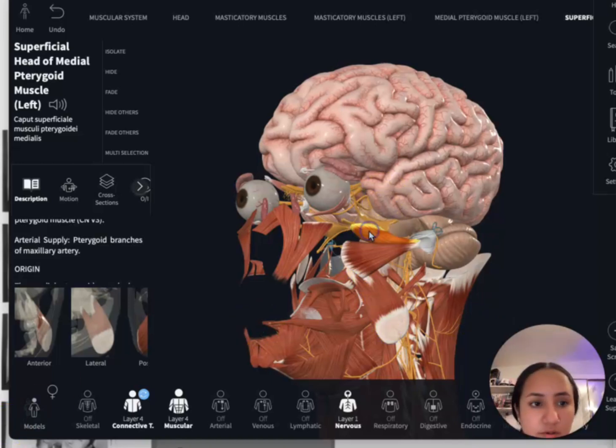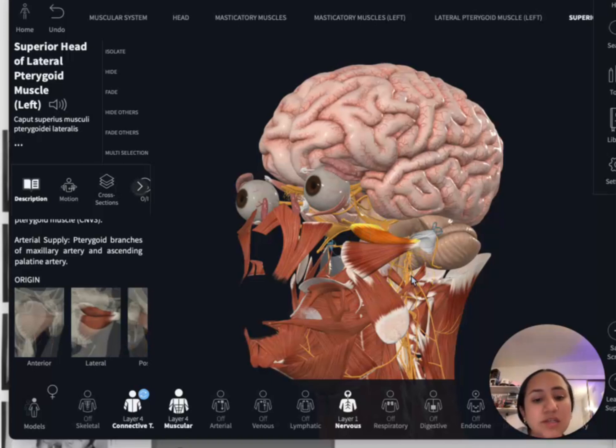For the next one, we're going to go up here. So this is the superior head of the lateral pterygoid muscle. The origin for this is the infratemporal crest of the greater wing of the sphenoid, and the insertion is the neck of the mandible. The action for this is that it laterally moves and protracts the mandible, so laterally going side to side and protraction coming out.